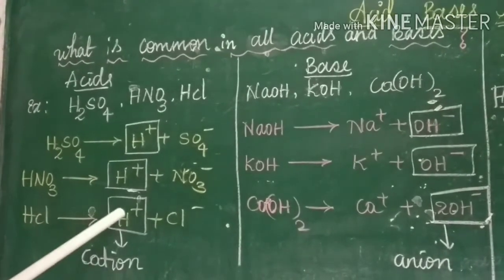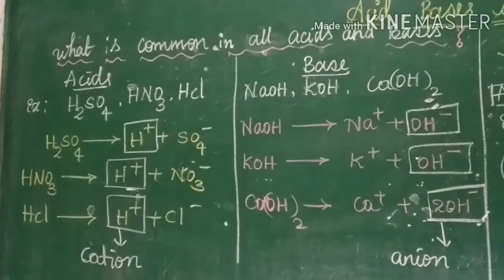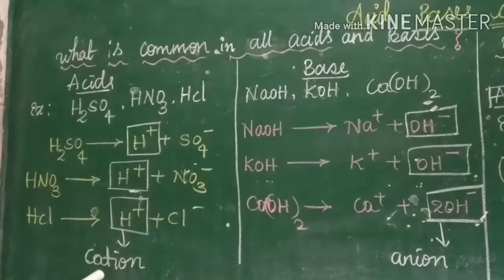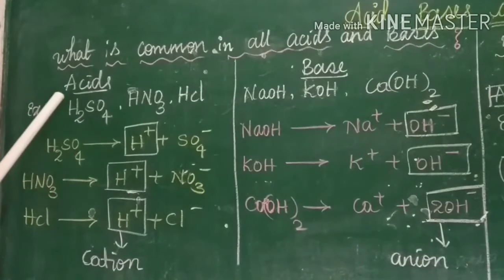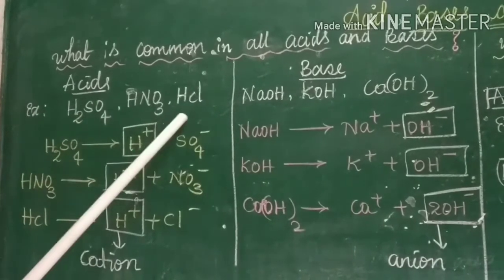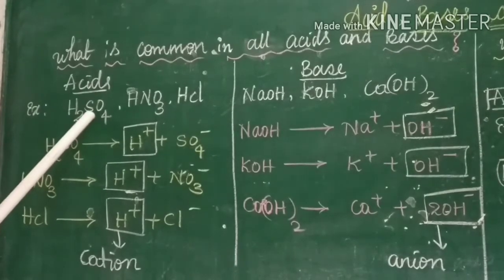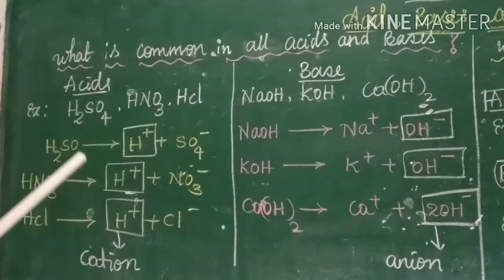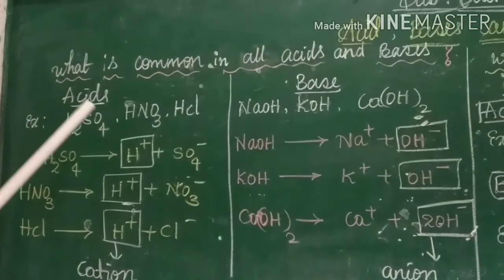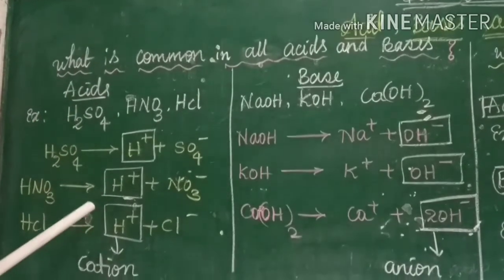This H plus ion is called a cation. This cation is responsible for the acidic nature of the solution. Listen once again. In acid, the H plus ion is responsible for the acidic property of the solution.